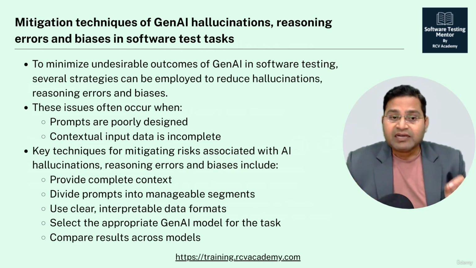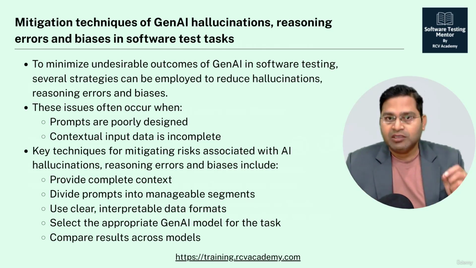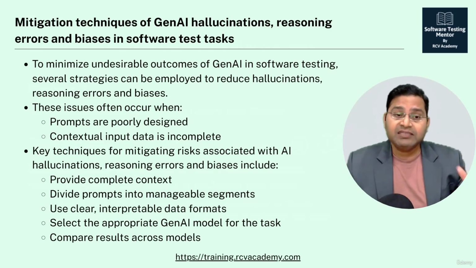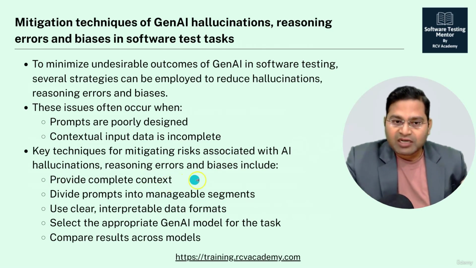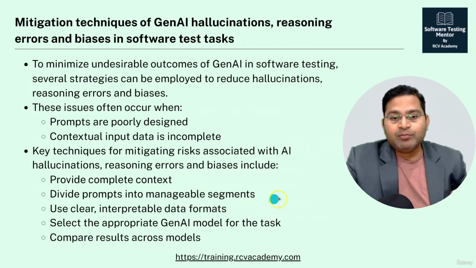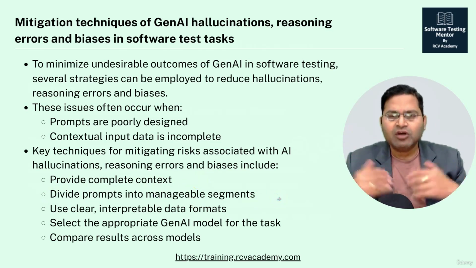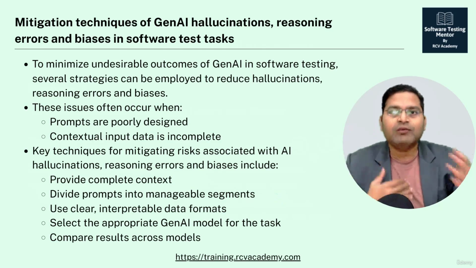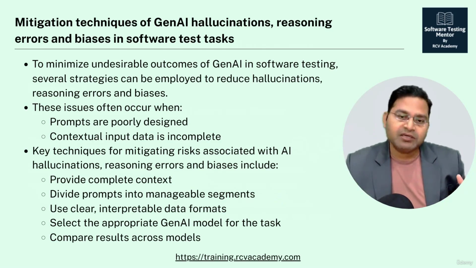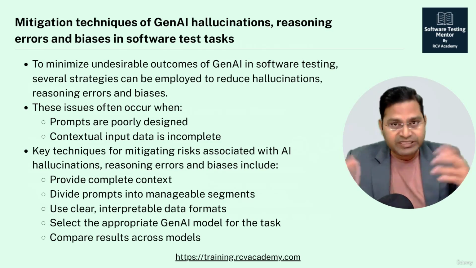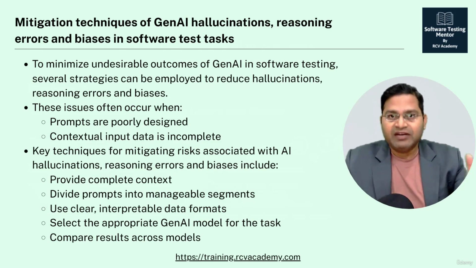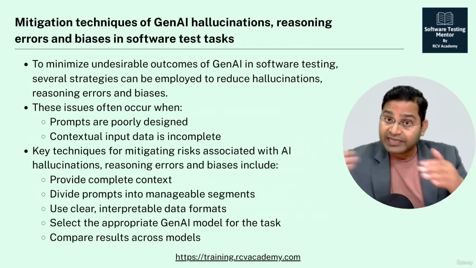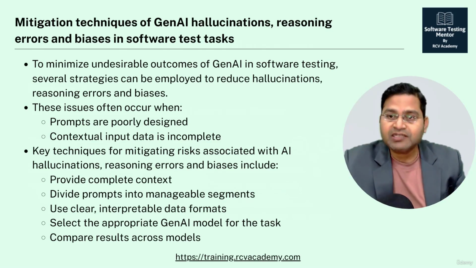The techniques that you can use to mitigate these AI hallucination, reasoning error, or biases are: first, you provide the complete context. Divide prompts into manageable segments, not trying to get everything all at once. Use clear, interpretable data formats. Select the appropriate GenAI model for the task. Not every GenAI model will be appropriate and relevant in your use case. So select the appropriate model. Compare results across different models. So these are some of the techniques.